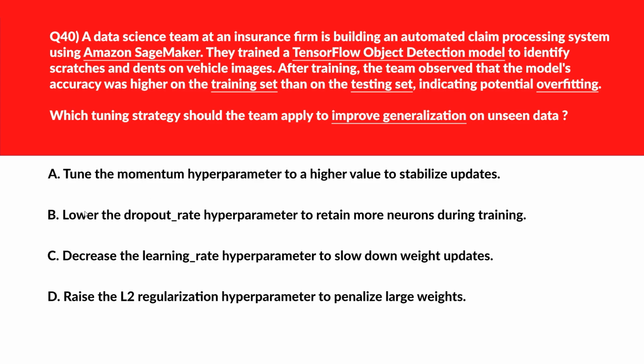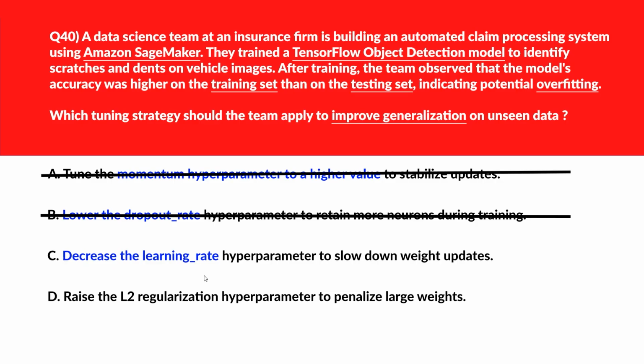Option A says tune the momentum hyperparameter to a higher value to stabilize updates. Higher momentum accelerates convergence but doesn't address overfitting. Therefore, wrong answer. Now let's move to option B. B says lower the dropout rate hyperparameter to retain more neurons during training. Lower dropout rate reduces regularization, which worsens overfitting. Wrong answer. Let's move to option C.